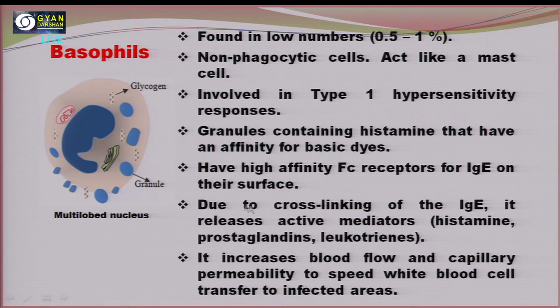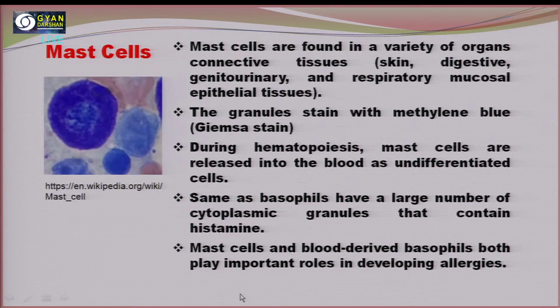They are able to produce histamine and prostaglandin. With the help of these, they are able to kill the pathogens. Another is the mast cell. You can see the structure of the mast cell. It is found in a variety of organs, connective tissues, skin, and digestive tissues. The mast cell and blood basophil both play an important role in developing allergies.